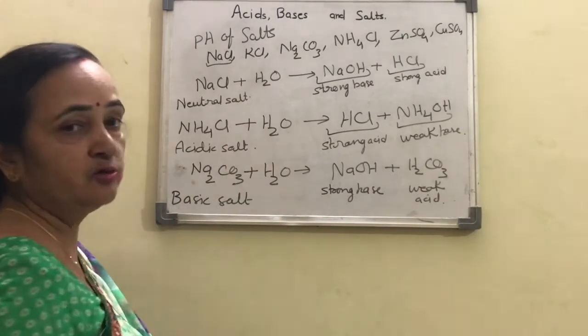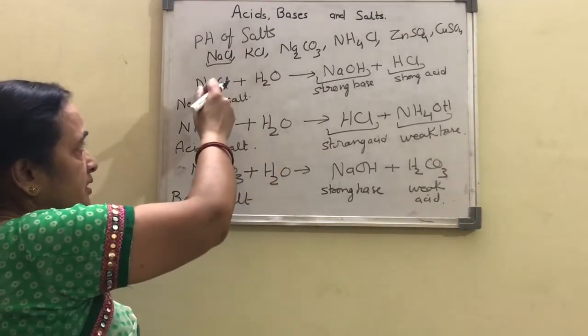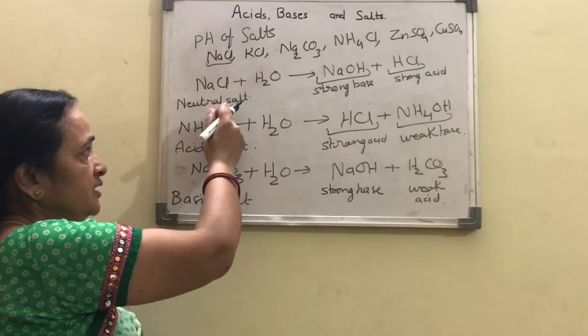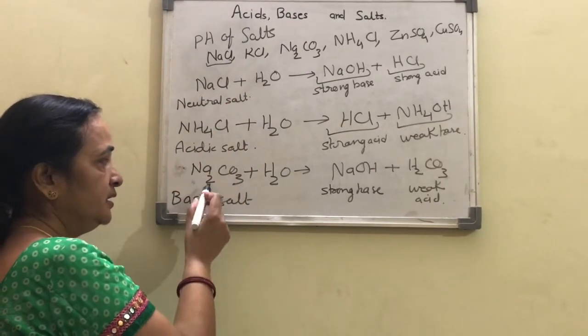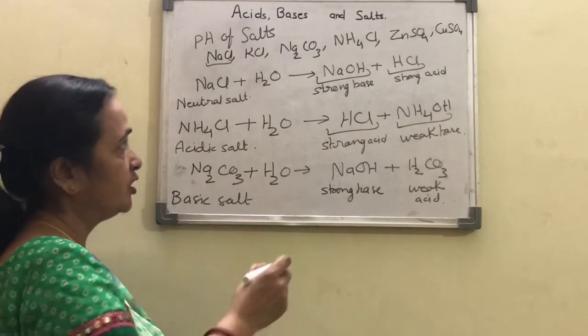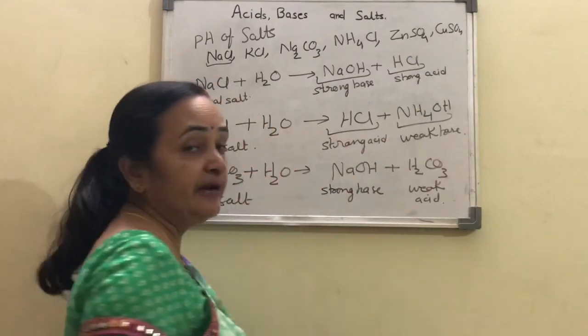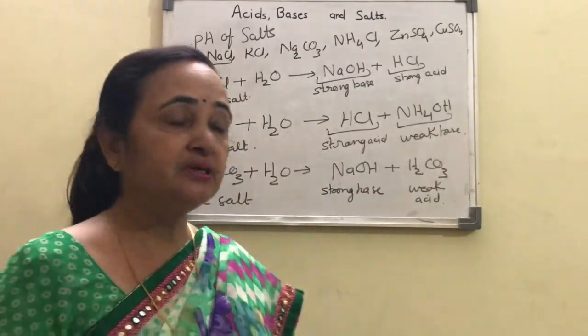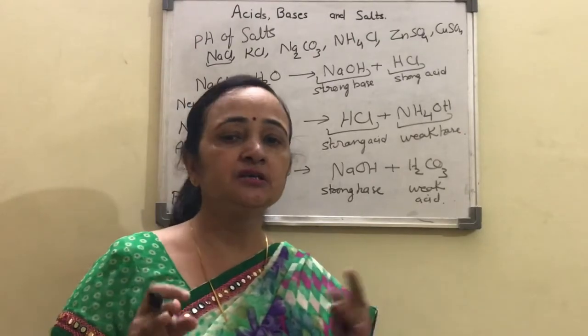So this way you can see different examples. All three examples we have written: sodium chloride is a neutral salt, ammonium chloride is an acidic salt, and sodium carbonate is a basic salt. In the same way we can find out which type of salts these are. You can take some more examples, to see which salt is acidic, which is basic and which is neutral.